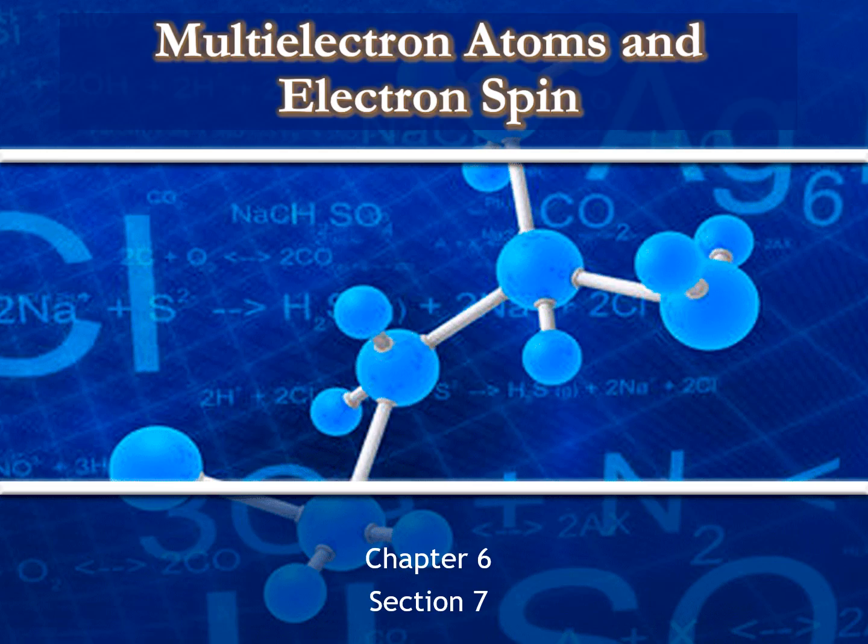In section 7 of chapter 6, we want to extend the ideas that we've been looking at for the hydrogen atom to the case of atoms with more than one electron. And we also want to introduce the idea of electron spin. Once we get both of these ideas in place, we'll be in good shape to understand the structure of the periodic table, as we will see.